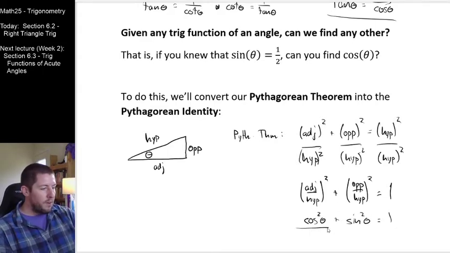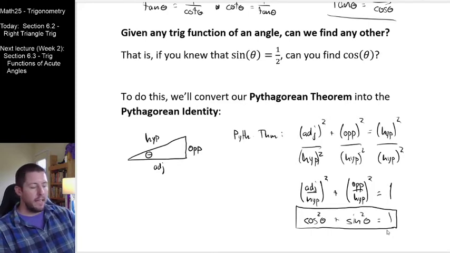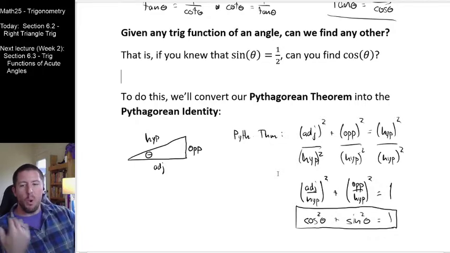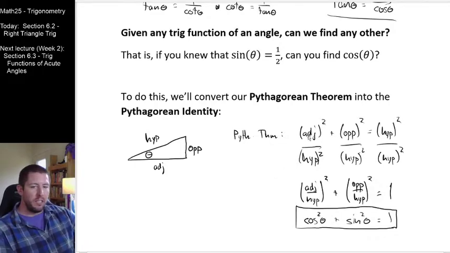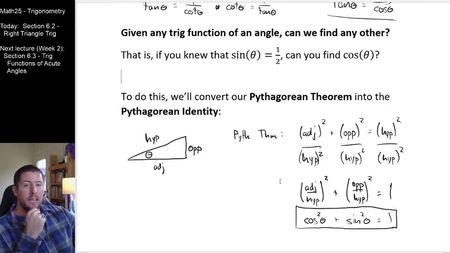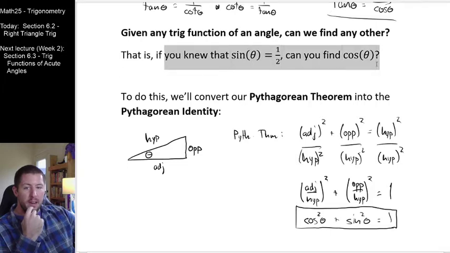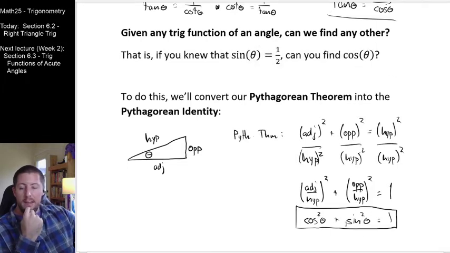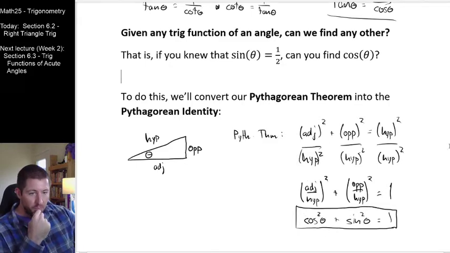And this is what we refer to as the Pythagorean identity, not to be confused with the Pythagorean theorem. The Pythagorean theorem is just side lengths. The Pythagorean identity relates trig functions of angles, but with the same exact idea. We just literally wrote the Pythagorean theorem in terms of adjacents, opposites, and hypotenuses. We did one division, and then we rewrote things based on their trig definitions. So notice that this means the answer to the question up here is yes. If you knew what sine of theta was, then we could solve for what cosine of theta should be.